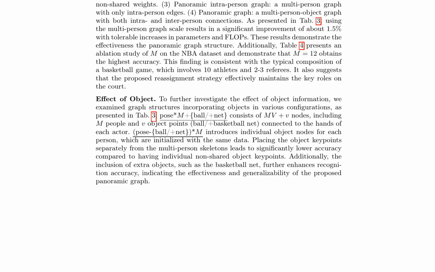The results highlight the effectiveness and generalizability of the proposed panoramic graph, which successfully integrates object information and maintains key roles on the court. The findings suggest that the reassignment strategy effectively captures the relationships between people and objects, leading to improved accuracy in action recognition tasks.